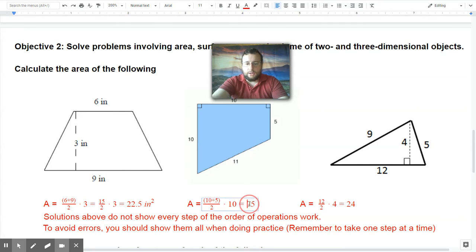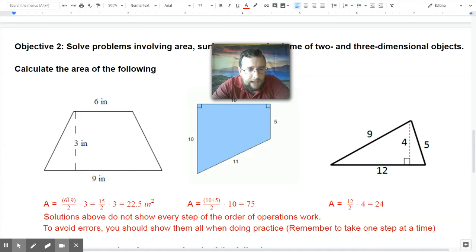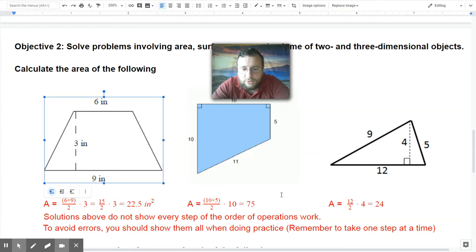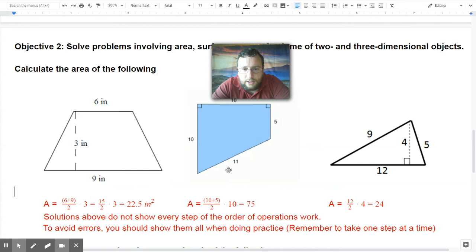All right, so over here, we have the first one. It's the average of the bases. So if you have one base that's 6 plus one base that's 9 divided by 2 times the height, right? And that's the same thing as 15 divided by 2 times 3, which is 22.5 inches squared, because we're doing a two-dimensional thing.